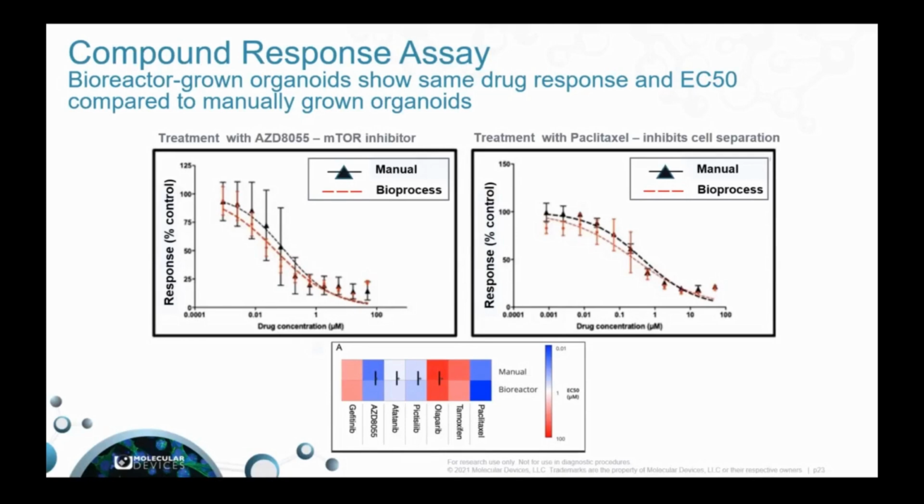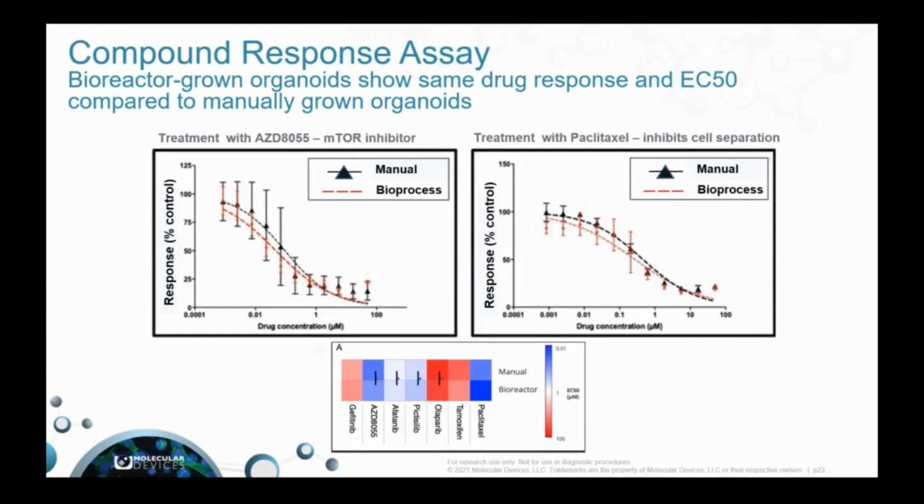And so you're looking at the top 2 graphs here, and these show the dose response curves for the effect of the compounds on breast cancer organoids. The data points in black are from manual cultured organoids, and in red are data points from the bioreactor grown organoids. This study was performed in triplicate, 3 independent triplicates.